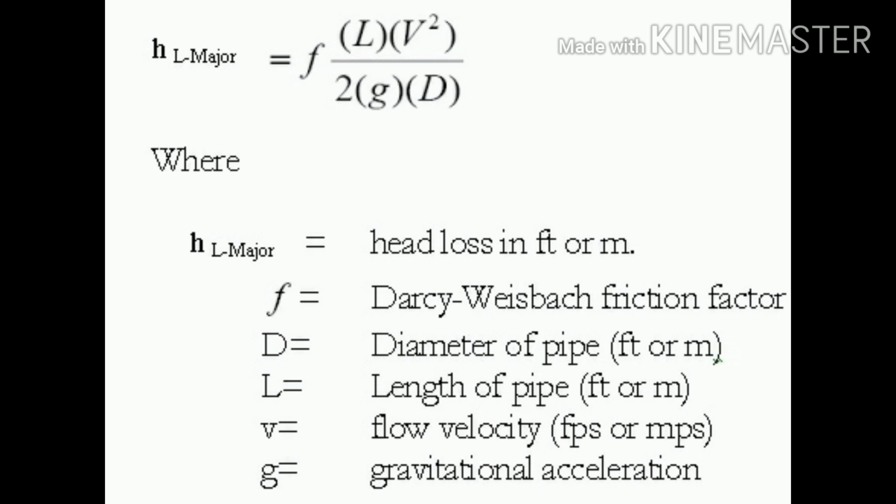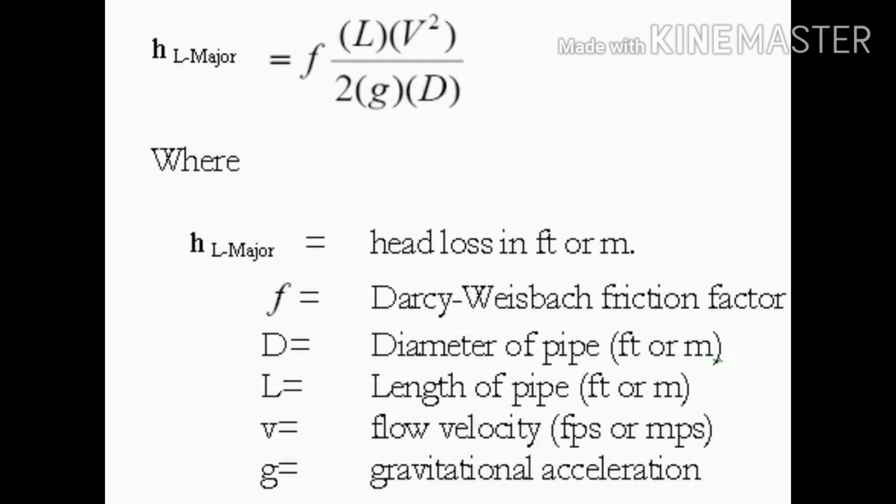Now this 4F is the constant term. If you look at different books, there are two formulas. One is FLV square upon 2GD and another is 4FLV square upon 2GD. So what is the difference? Why is the 4 not taken in a few formulas? Remember, whenever the 4 is coming with the F, it is the coefficient of friction, and when only F is given, it is simply the friction factor. How to identify that I will explain when we are solving the numericals, depending on the given data.